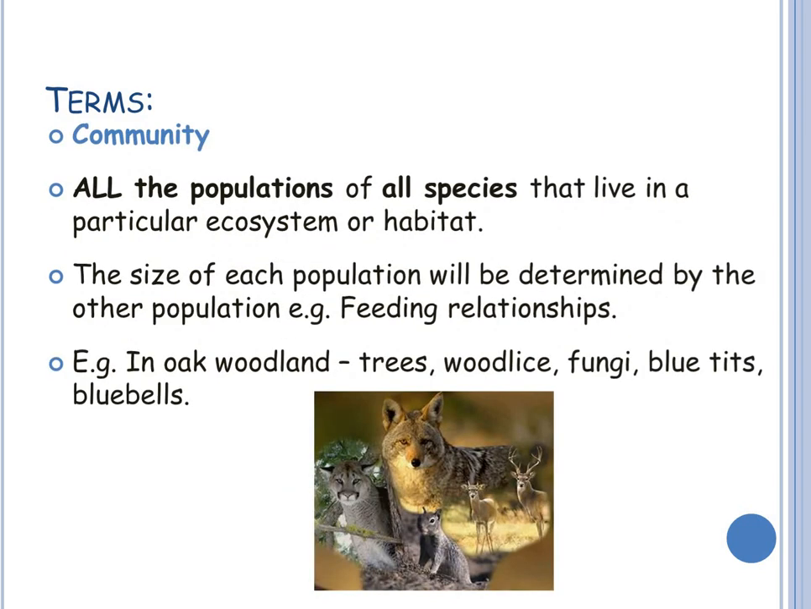Community is all the populations of all species that live in a particular ecosystem or habitat. So the size of each population will be determined by the other populations, e.g. feeding relationships. E.g. in a woodland, trees, woodlice, fungi, blue tits, bluebells, they would all form the community. So it's all the populations of all the species in a particular ecosystem or habitat.